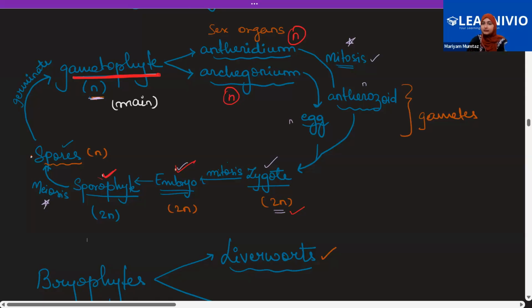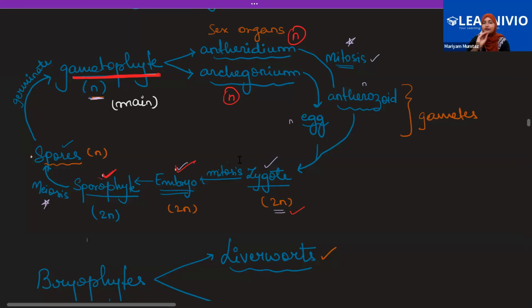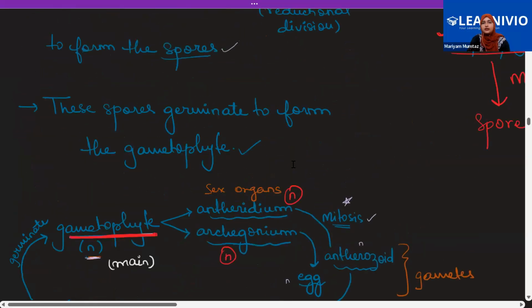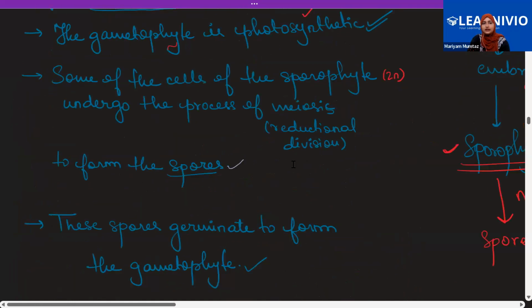So now tell me, is this alternation of generation clear? Yes, ma'am. Now that doubt that was there in your mind, now it's clear, na? Whenever the main plant body is given, you reverse this. That's all you have to do. Then tell me, what is the last thing you were writing?